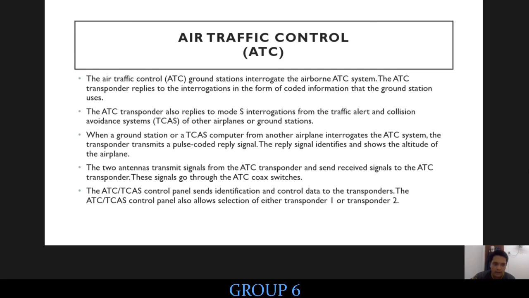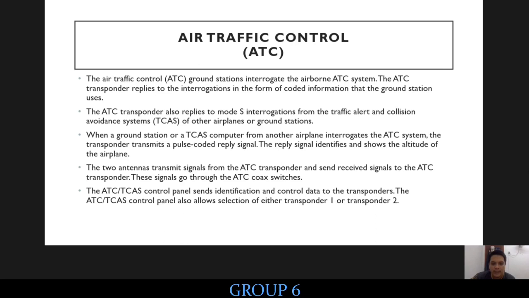When a ground station or a TCAS computer from another airplane interrogates the ATC system, the transponder transmits a pulse code reply signal. The reply signal identifies and shows the altitude of the airplane. The two antennas transmit signals from the ATC transponder and send received signals to the ATC transponder. This signal goes through the ATC code switch. The ATC or TCAS control panel sends identification and control data to the transponder, and also allows selection of either transponder 1 or transponder 2.